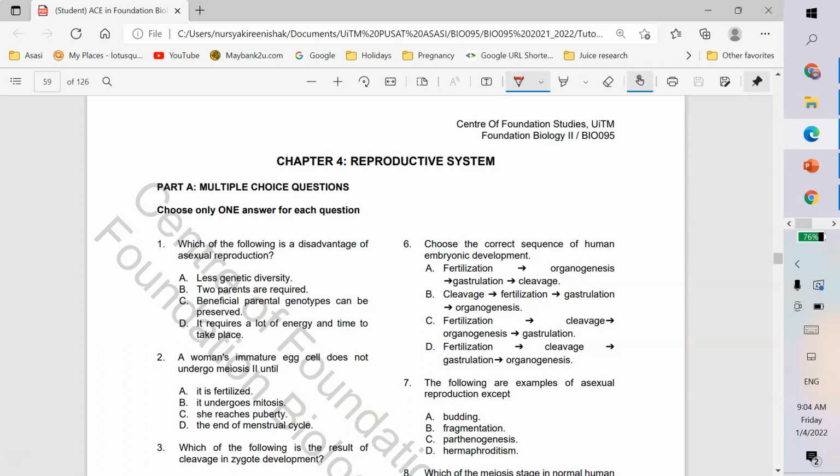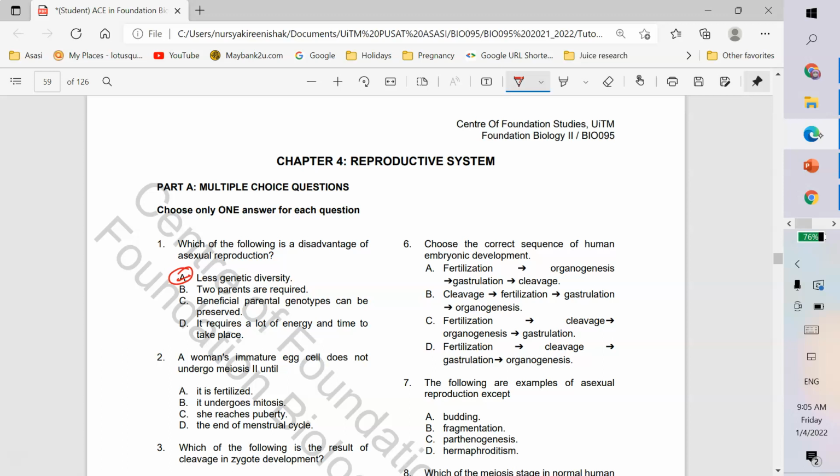For the first question, which of the following is a disadvantage of asexual reproduction? My answer is A, less genetic diversity, plus there is no gamete fusion in asexual reproduction. Okay. There is no gamete fusion in asexual reproduction.